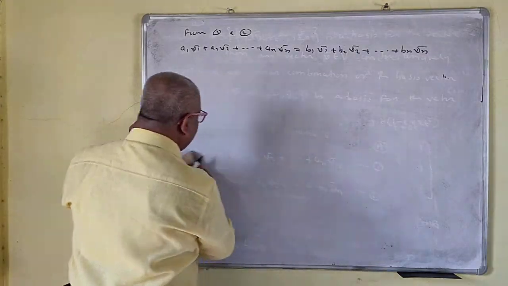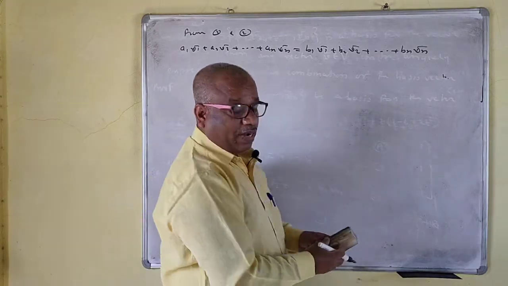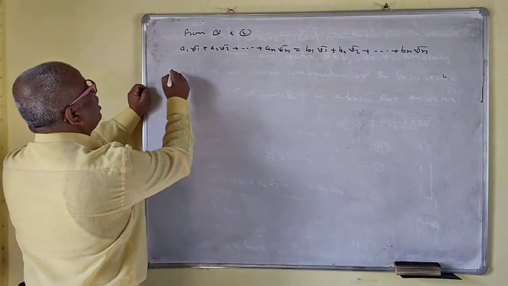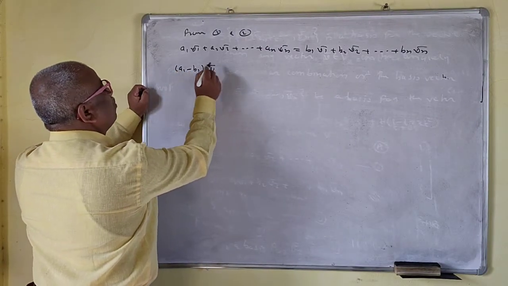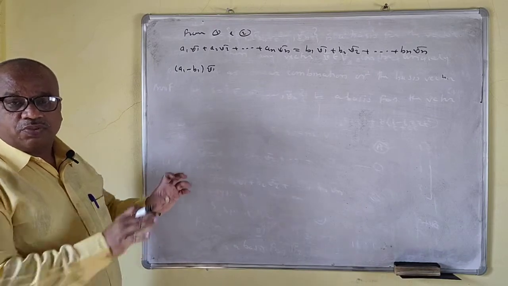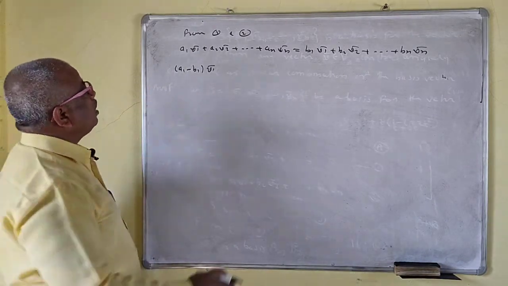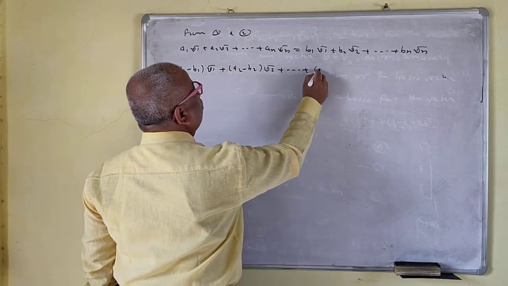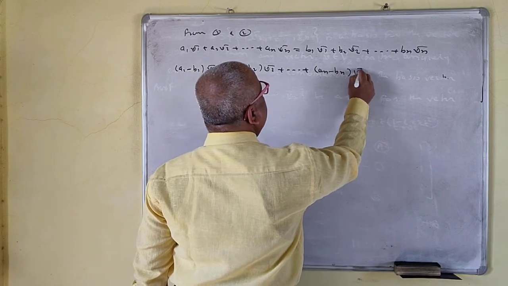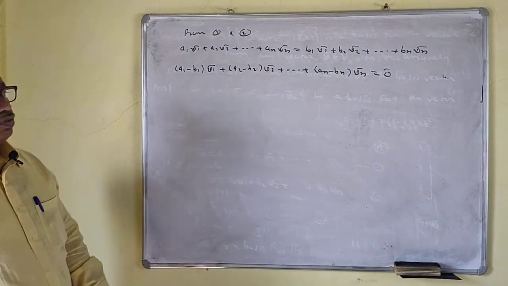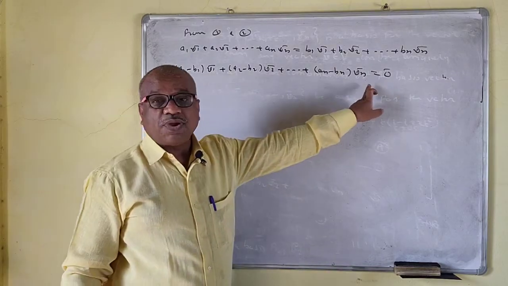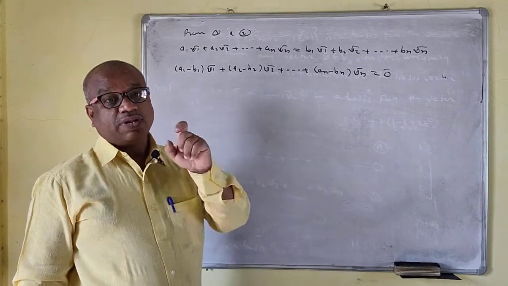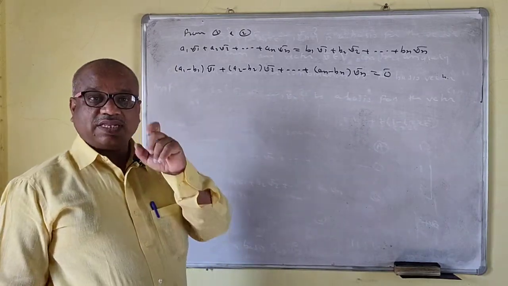Now V is a vector space, so I can shift this vector to this side and rearrange. I can write (A1 minus B1) V1 bar, because V is a vector space and satisfies all the axioms, plus (A2 minus B2) V2 bar plus ... plus (An minus Bn) Vn bar equals 0 bar. This is a linear combination of the vectors in S, and that is the zero vector. But S is the basis, which means it is linearly independent.